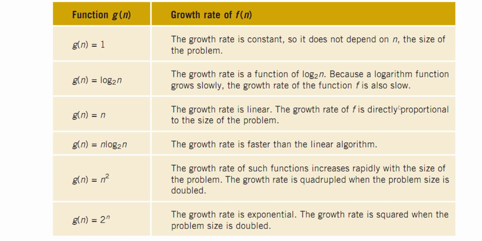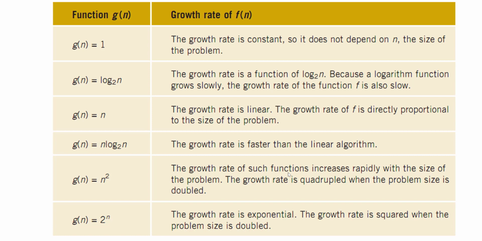So we have the constant, where the growth rate is constant. We have the log₂ of n. This is when the growth rate is log₂ of n, and because the function grows slowly, the growth rate of function f is very slow, and this is a fast algorithm. We have n, which we have when the growth rate is linear, and it's directly proportional to the size of the problem. So as the problem grows, the big O grows.